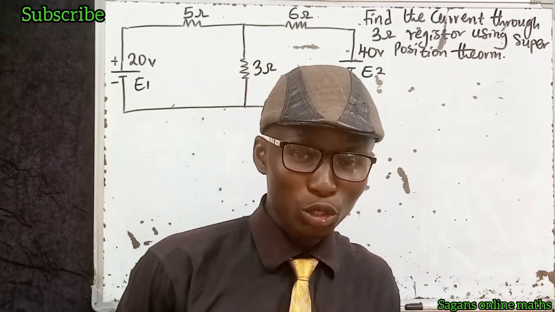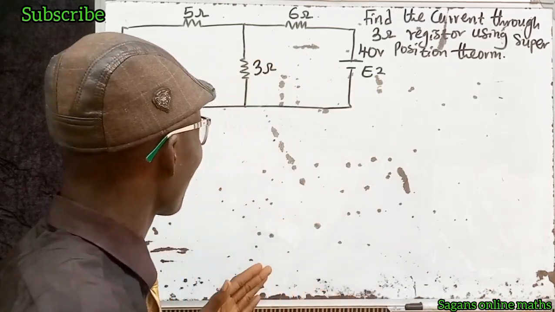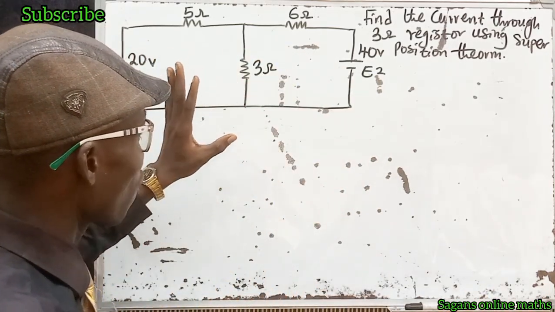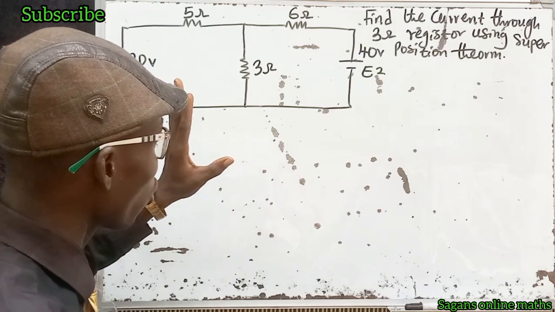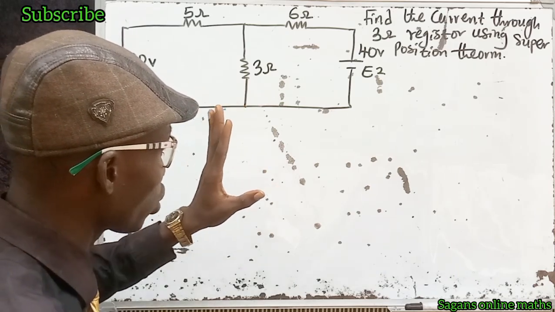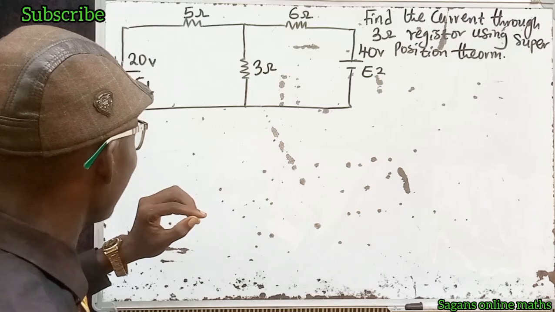Okay, look at this beautiful question on the board. Now they are giving a beautiful diagram. We are asked to find what? Find the current through the 3 ohm resistor using what? Superposition theory. Wow, this is beautiful, right?